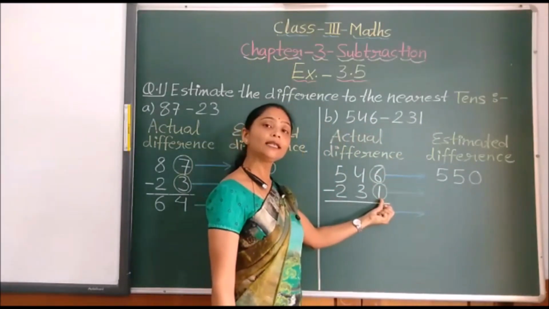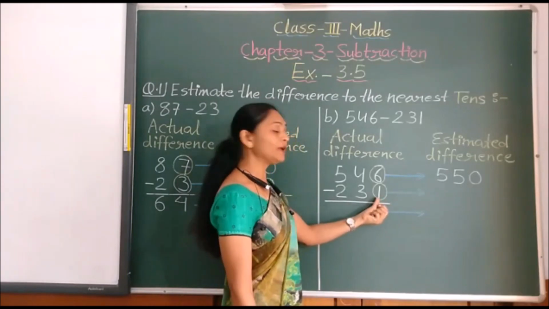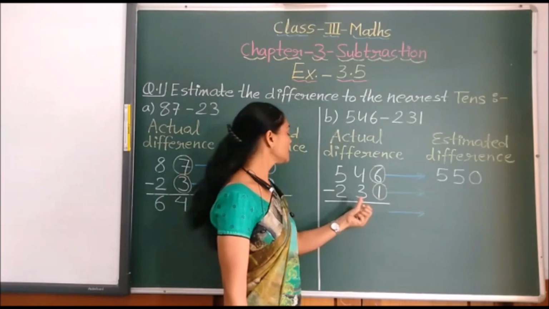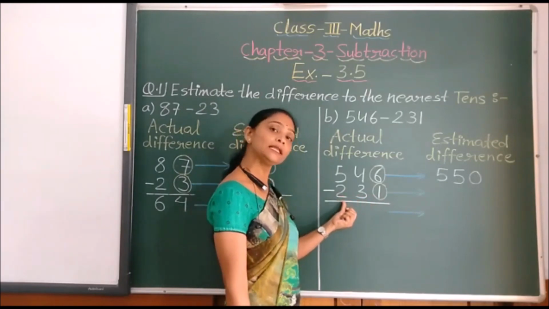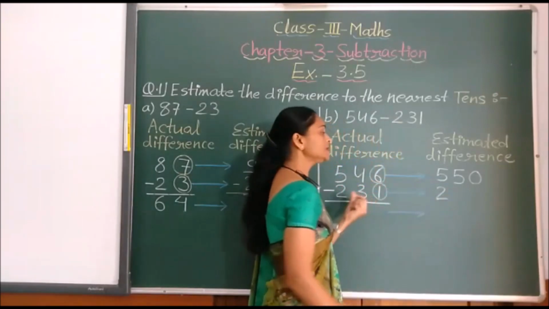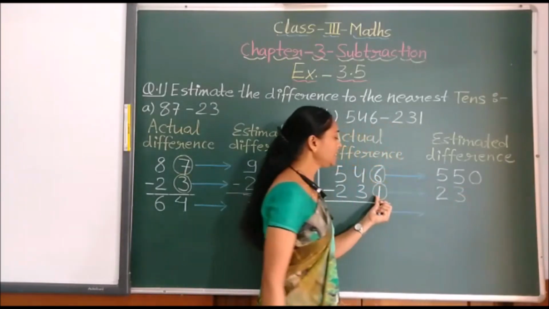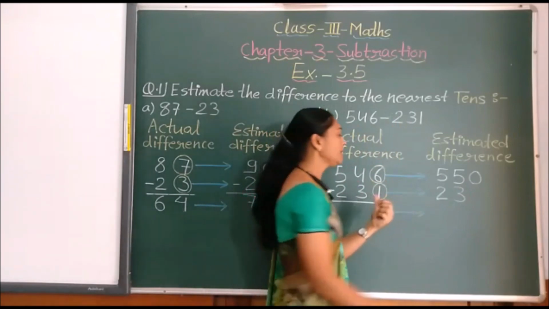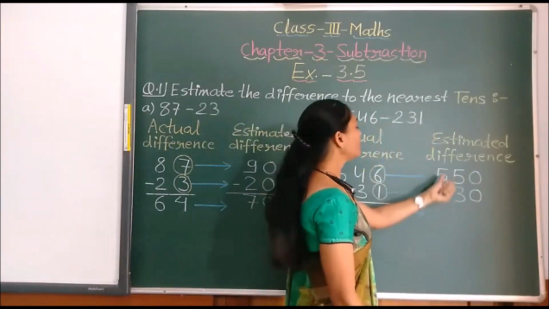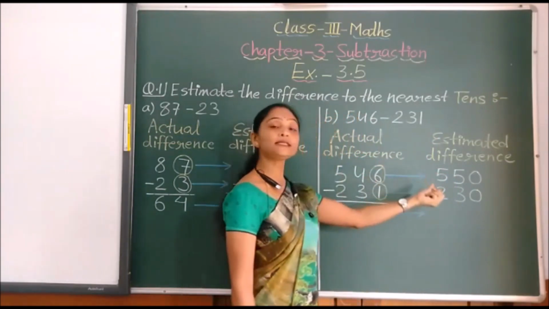Here it is 1, which means less than 5. So when it is less than 5, this will remain as it is, no change. And this also will remain the same. So 2 will remain 2. This 3 also will remain 3 and this 1 we have to replace by 0. So this 0 we have to write. So now we got both the numbers to the nearest tens.